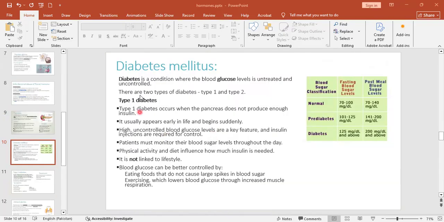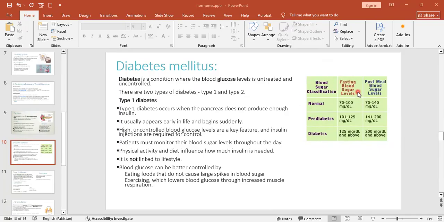Also, let's discuss the condition of diabetes mellitus. It is because of excess glucose in the body, when the glucose level is untreated and uncontrolled. There are two types of diabetes: diabetes type 1 and diabetes type 2.